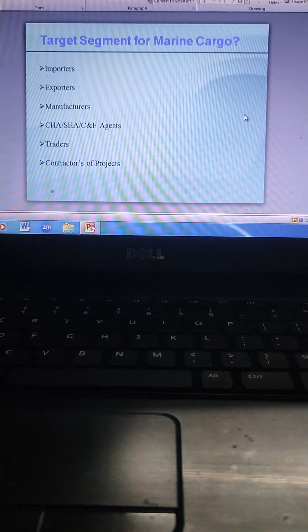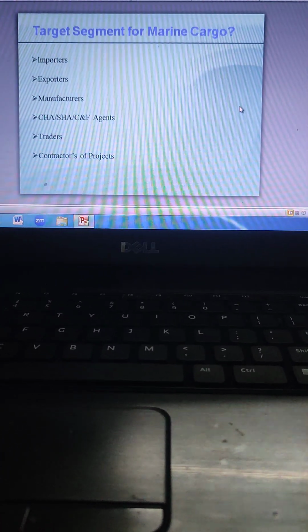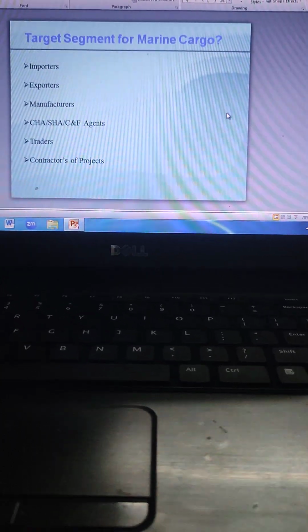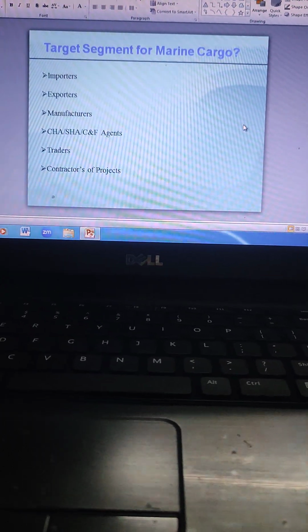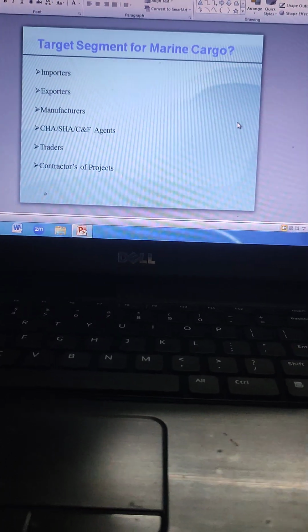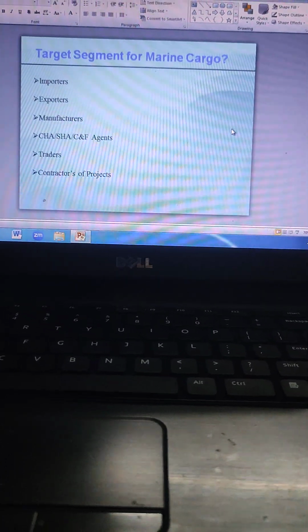Marine policy is normally purchased by the importers, exporters, manufacturers, claim handling agents, C&F agents, SHAs, traders, contractors of projects.